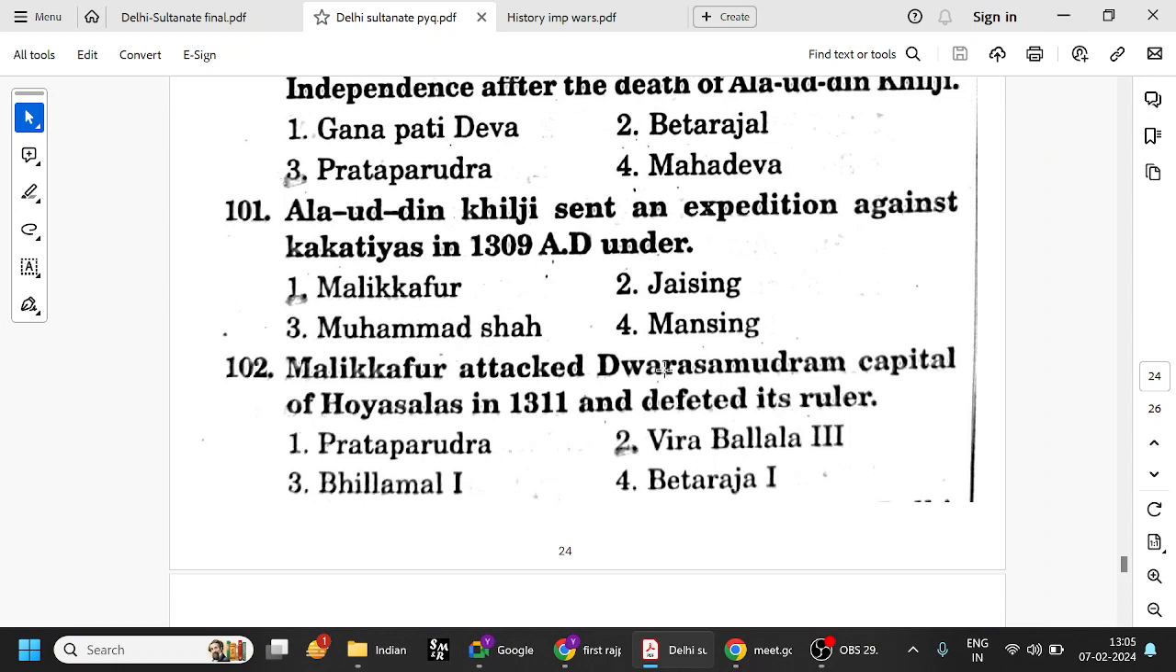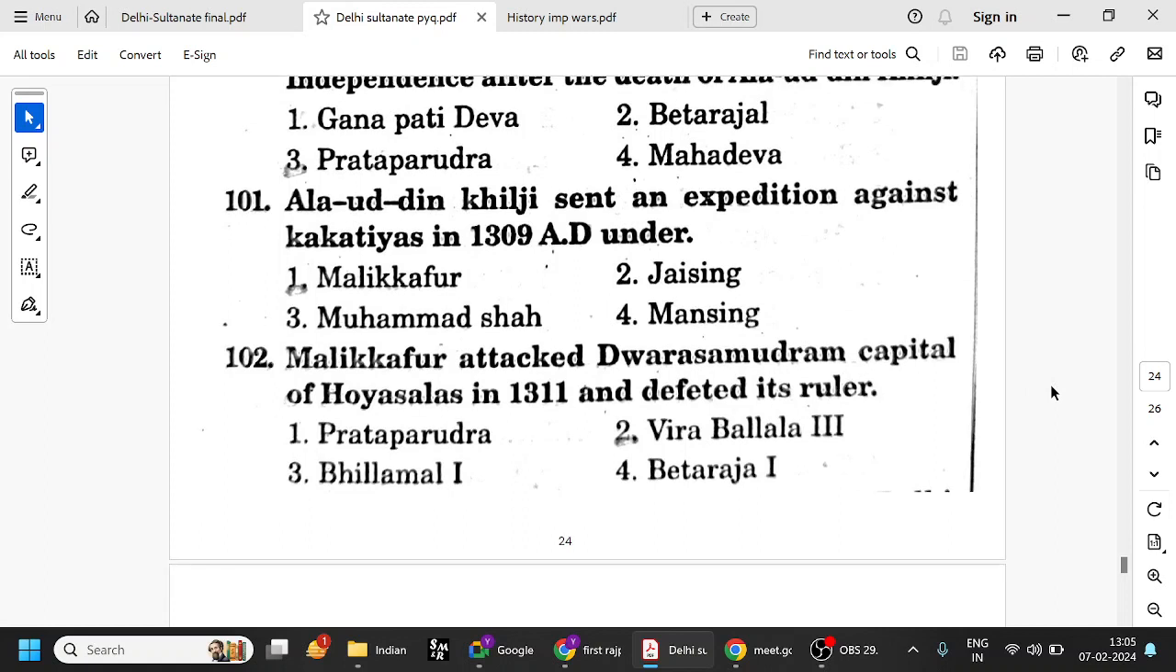So we have seen that Malik Kafur attacked Dwara Samudram, capital of Hoysalas, in 1311 and defeated its ruler Veera Ballala. From the AP history point of view also this is very important. So he defeated Pratap, who is the ruler of Kakatiyas, and he defeated Veera Ballala III of Dwara Samudra of the Hoysalas. Remember all these things, mostly Karnataka region, southern Karnataka region.